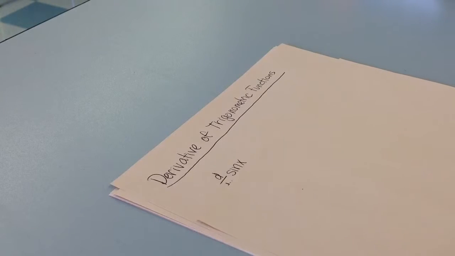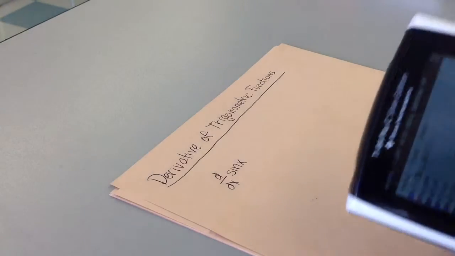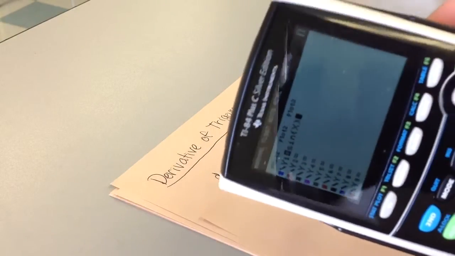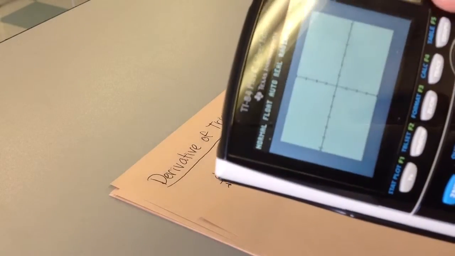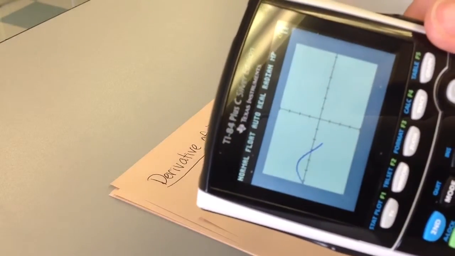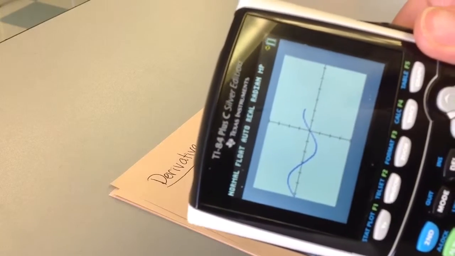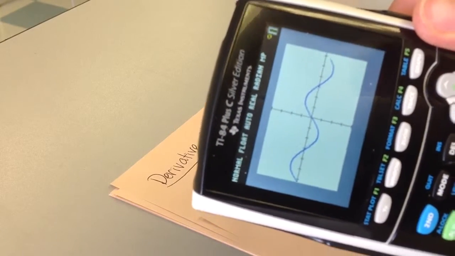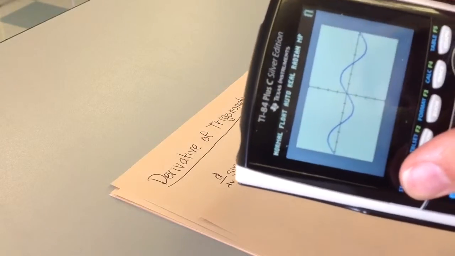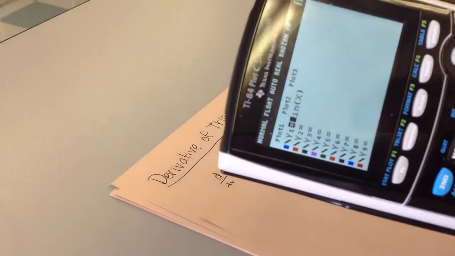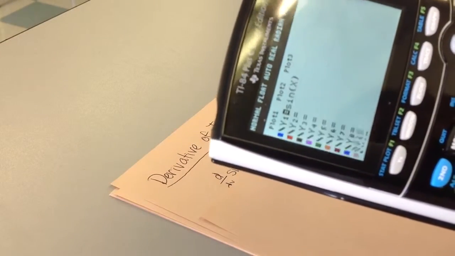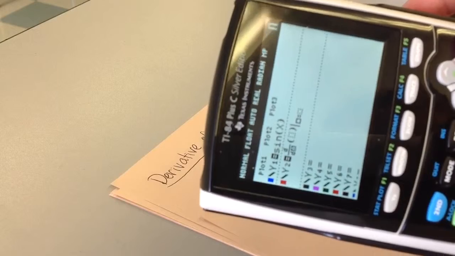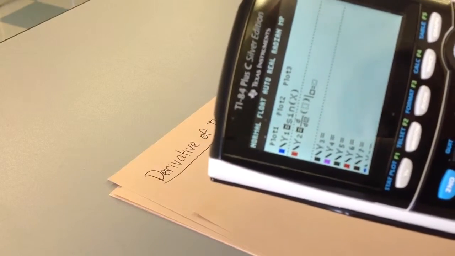Okay, so we're going to start off with what is the derivative of the sine of x? We're going to go ahead and graph the sine of x, and there's our graph. So in blue, you're going to see the sine. Now in order to get the calculator to graph the derivative, we're going to go y equals, go down to y2, hit the math key, and go down to number 8. And you'll see this calculator has the updated software programs.